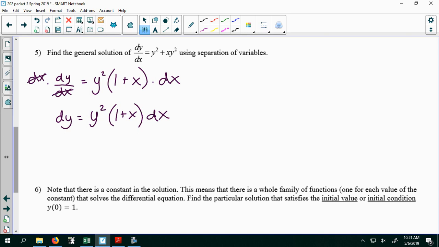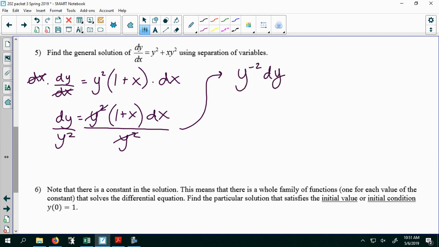How do I get that y squared on the left? Divide by it, yeah. Divide by y squared. So all the y's are gone from the right-hand side. And on the left, I'm going to write this just a little bit differently. 1 over y squared is the same thing as y to the negative 2. So I'm going to write this as y to the negative 2 dy equals (1 plus x) dx.